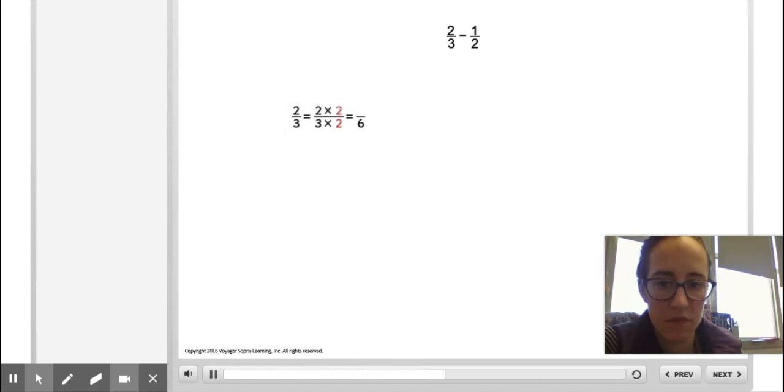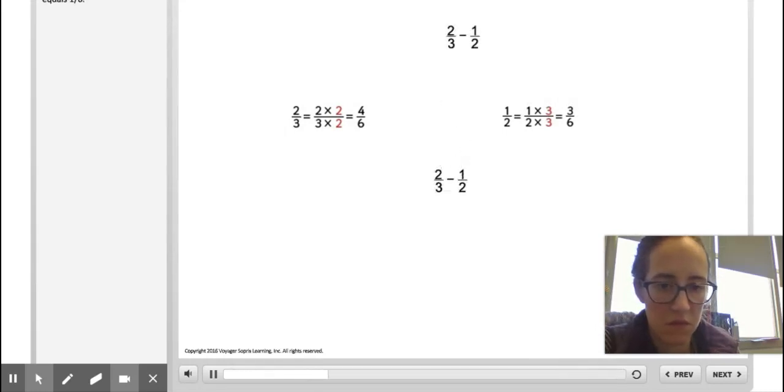Remember to multiply the numerator by 2. Whatever you do to the bottom, you have to do to the top. Now, write the equivalent fraction for 1/2. To get from a denominator of 2 to a denominator of 6, multiply 2 by 3. Remember to multiply the numerator by 3.